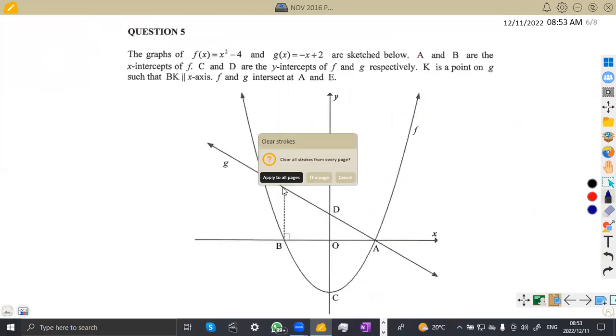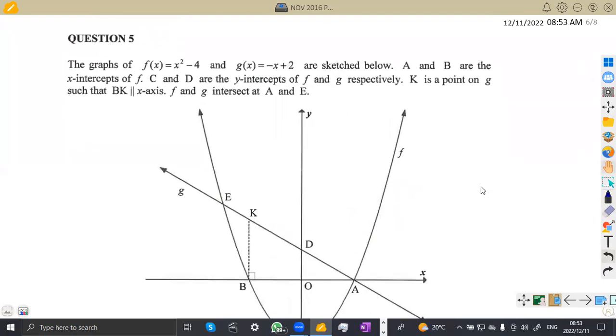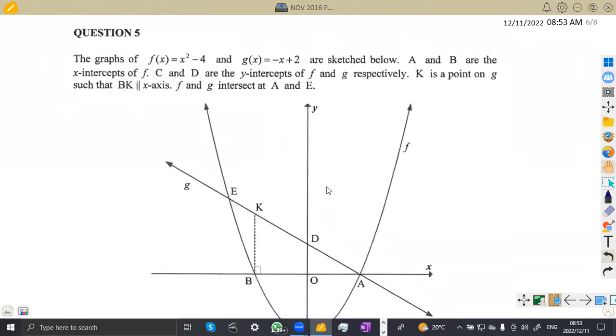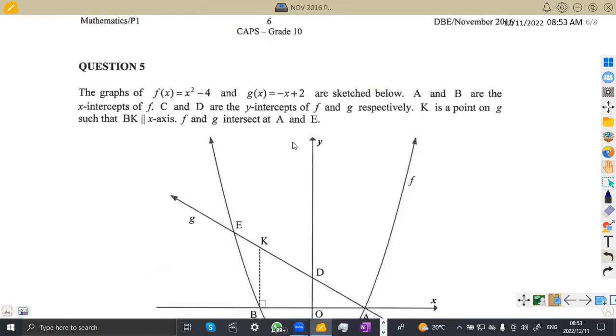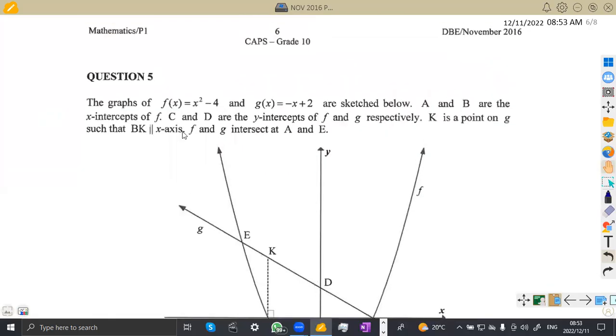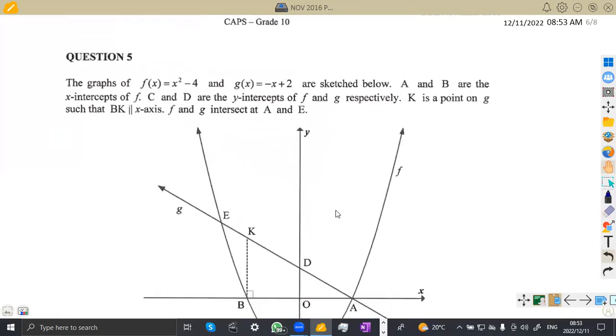You're supposed to revise as much as you can. All right, in question number 5, you're now given functions. The graph of f of x is given as x squared minus 4. The graph of g of x is given as minus x plus 2. So we've got f and g here drawn. Then we are given the x-intercepts, A and B are the x-intercepts, C and D are the y-intercepts of f and g. Okay, we've got C and D here, the y-intercepts.